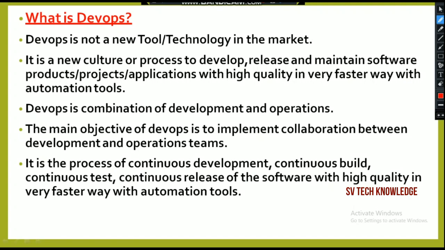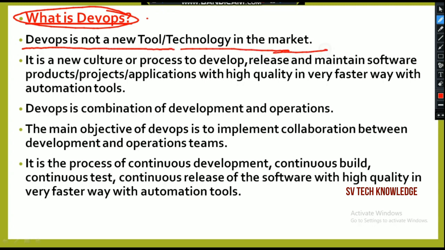And finally, we are going to summarize today's class. What is DevOps? As I said, DevOps is not a new tool or technology. It is a culture or approach. It is a process of how we develop, release and maintain a software project, product or application with high quality and in a faster way using automation tools.